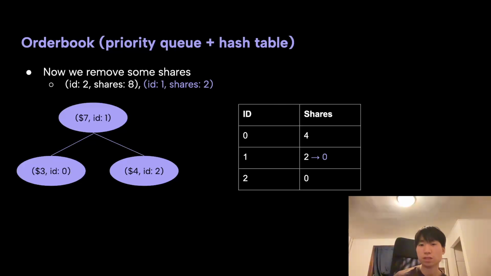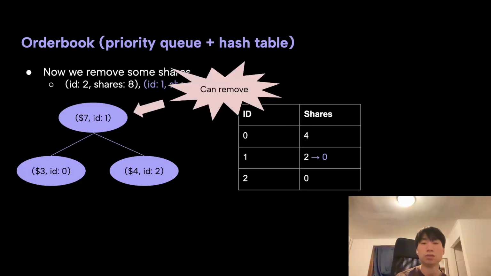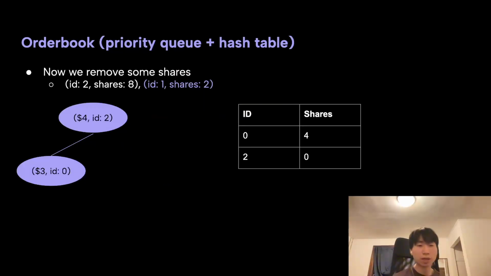All right, but this is different because we modified the top node. And we can check the top node fairly quickly and cross-reference this with the hash table and see that the top node has no shares. We can remove this in this case. So then we can remove this top node and then we can do rebalancing. And after rebalancing, we find out we have this new node.